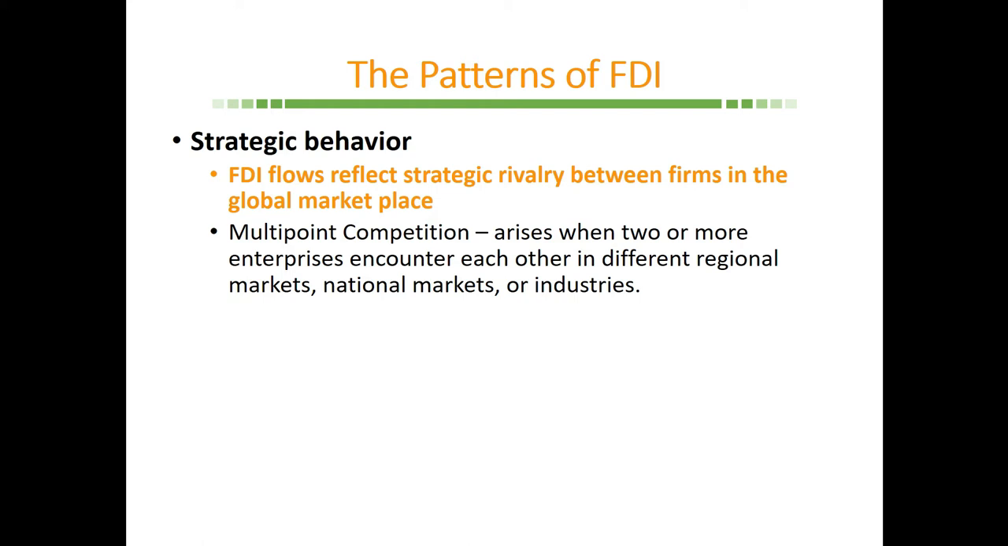Number one here is strategic behavior. Observation suggests that firms in the same industry often undertake foreign direct investment at about the same time. Also, firms tend to direct their investment towards certain locations. The two theories we consider in this section attempt to explain the pattern that we observe in FDI flow. One theory is based on the idea that FDI flows reflect strategic rivalry between firms in the global marketplace.